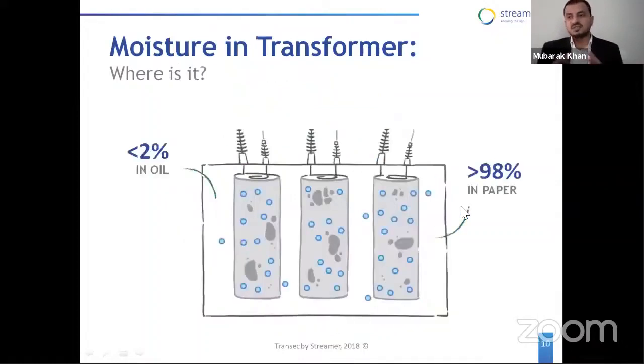So as we saw, there are two ways in which moisture can come inside the transformer: one from outside and one from inside. Inside the transformer, of the total amount of moisture, 98% is absorbed in the paper, and only 2% is in the oil. It is very important to remember this factor, because I am going to cover more details on this part. Just to understand, as of now, 98% of the moisture in a transformer is in the paper, and only 2% is in the oil.